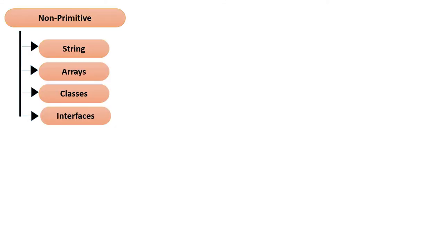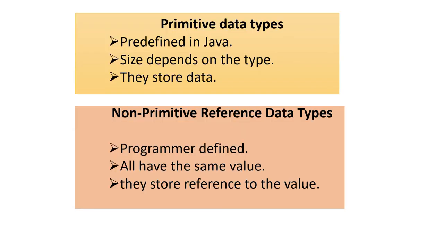Non-primitive data types, we have string, arrays, classes, interfaces, and we'll see them in a coming video, so don't worry about those. Primitive data types are predefined in Java. Their size depends on the type of data they store. The non-primitive reference data types are programmer defined. All have the same size, and they store a reference to the value.